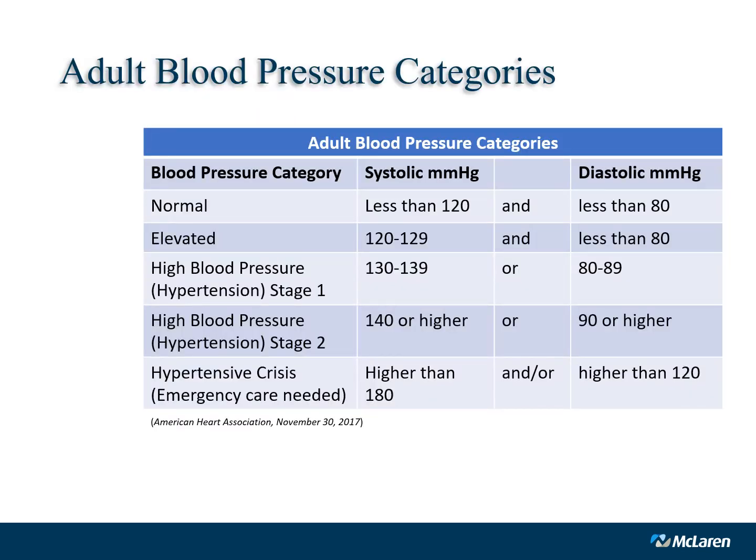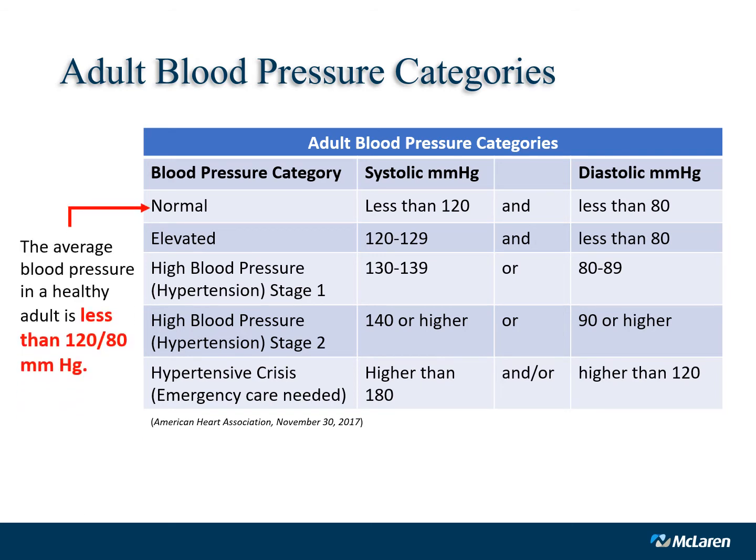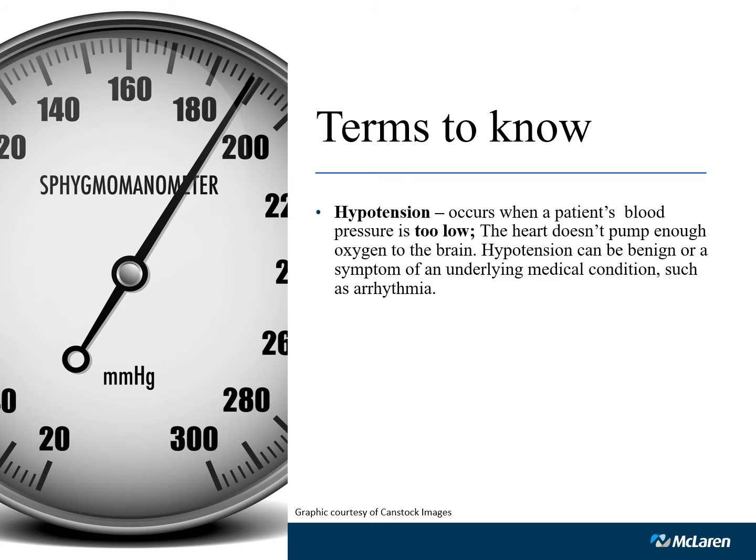Here are some adult blood pressure categories. Again, a normal blood pressure in a healthy adult is less than 120/80. An elevated blood pressure has a systolic reading of 120 to 129 and a diastolic less than 80. High blood pressure, which is hypertension stage 1, has a systolic reading of 130 to 139 and a diastolic of 80 to 89. High blood pressure hypertension stage 2 has a systolic of 140 or greater and a diastolic of 90 or higher. Hypertensive crisis, where emergency care is needed, is a systolic reading of higher than 180 and a diastolic higher than 120.